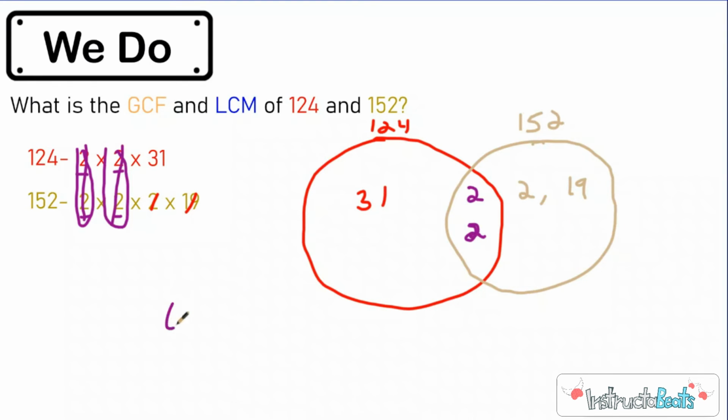Now again, the greatest common factor is probably the easiest one. It's not easier, it's just quicker. So I'm going to multiply the prime factors that they had in common. 2 times 2 is 4. So even for these large numbers like 124 and 152, the greatest common factor was 4.